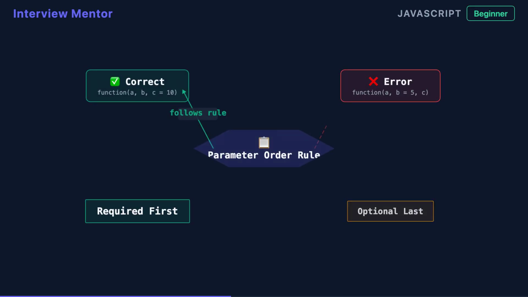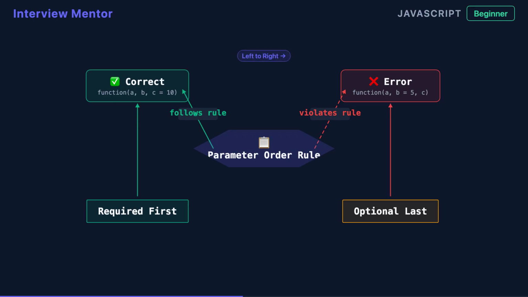Parameter order matters. Required parameters always come first. Default parameters come after. You can't put a required parameter after an optional one. JavaScript reads parameters left to right, so mixing them up breaks the function's signature.